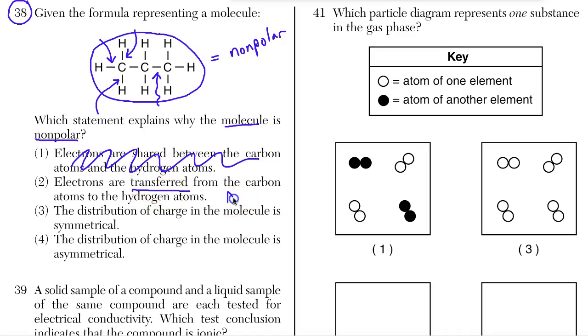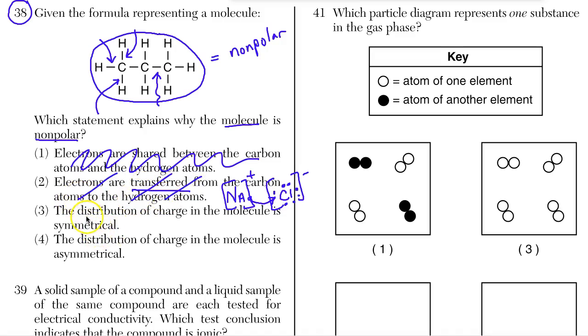For instance, if I had a sodium atom with one valence electron and chlorine with 7, because chlorine is more electronegative, it would pull this electron away and become -1. And this one would lose that outermost electron and become positive, and that's how ions are formed. That'd be a transfer for an ionic compound. We're not talking about that here.